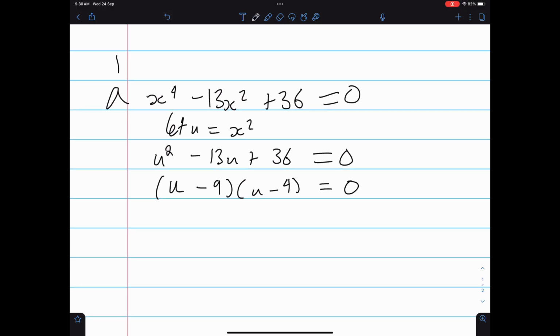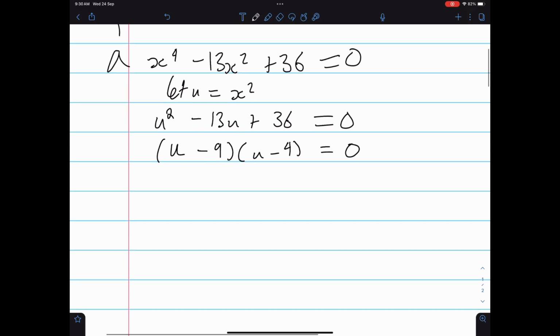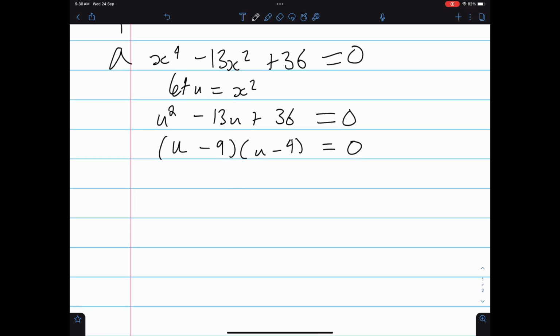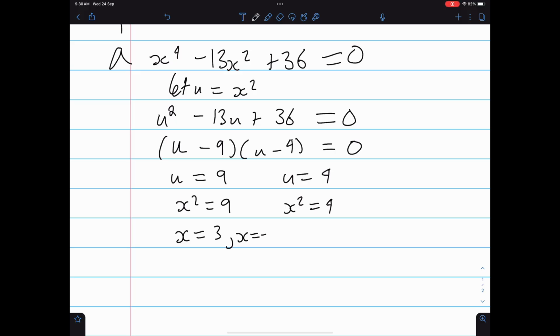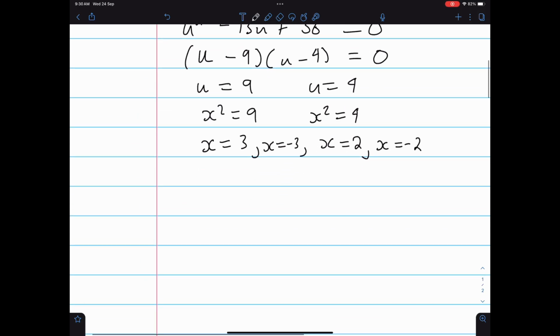Nine and 4, because minus 9 minus 4 is minus 13, and minus 9 times minus 4 is 36. Then u will either equal 9 or u will equal 4. Thus, x squared equals 9 or x squared equals 4. So x equals 3 or x equals minus 3, or x equals 2 or x equals minus 2. So we have 4 solutions.